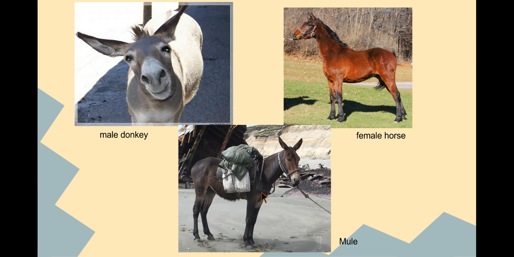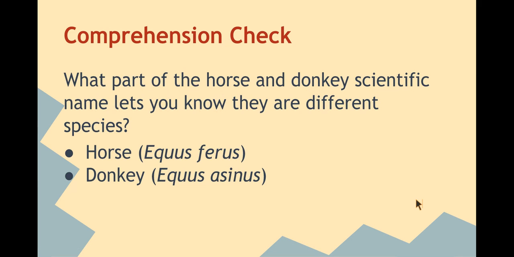So here's a little bit of a brain teaser for you guys. So here we have a male donkey and a female horse. Now, donkeys and horses are separate species, but they reproduce to make a mule. So my first question for you guys, what part of the horse and donkey scientific name lets you know that they're different species? So here we have horse, which is Equus ferus, and donkey, which is Equus asinus.